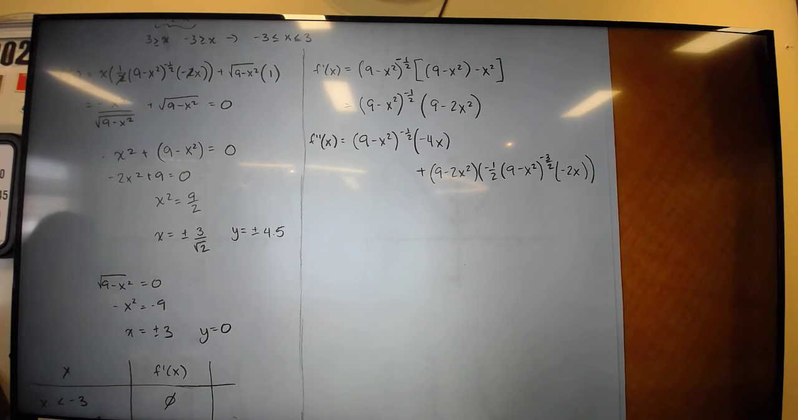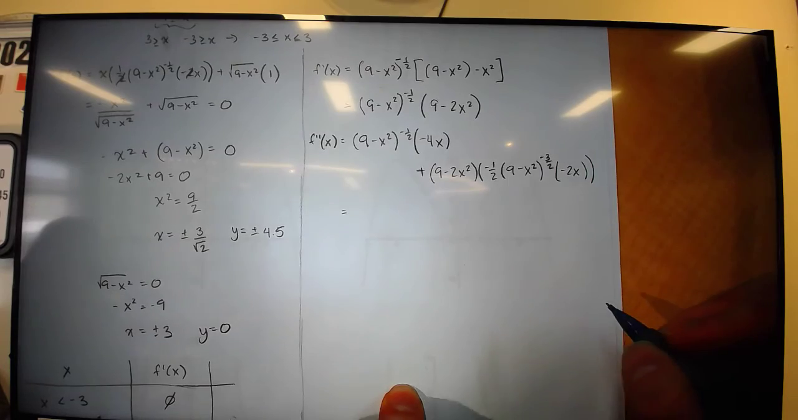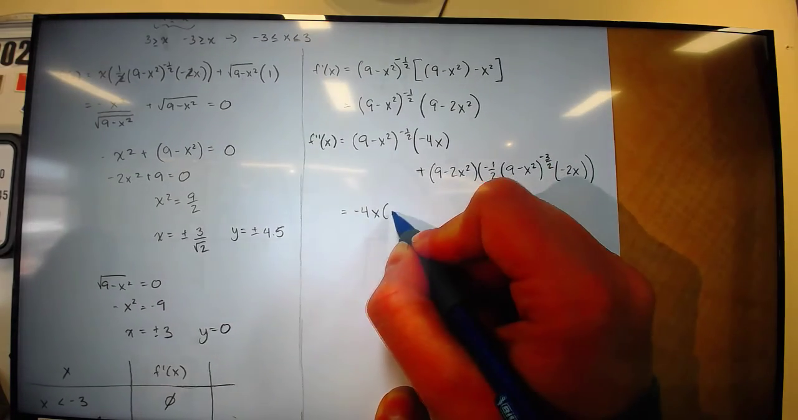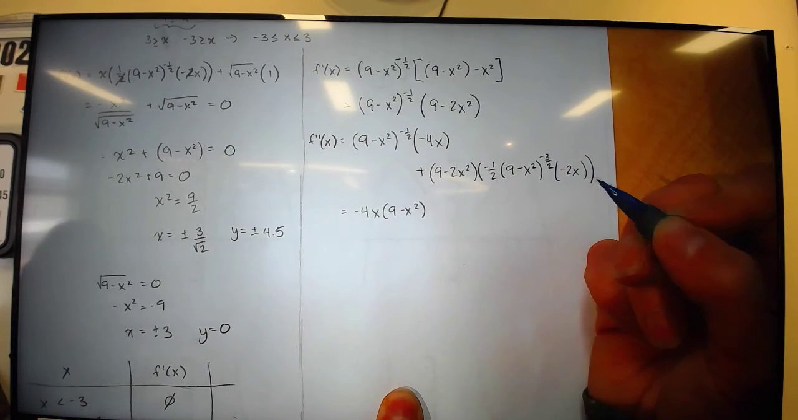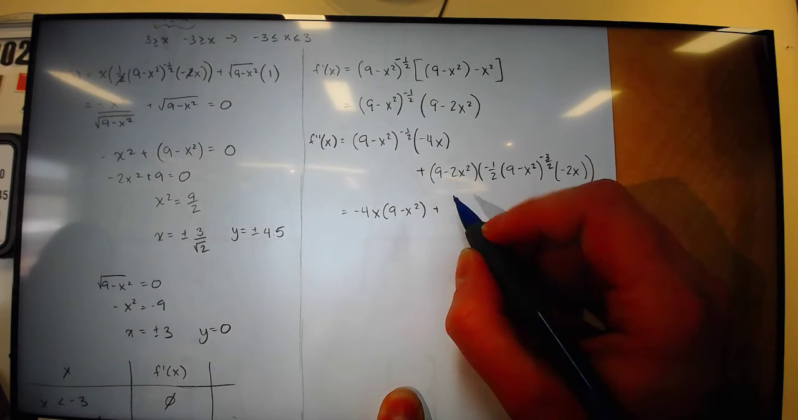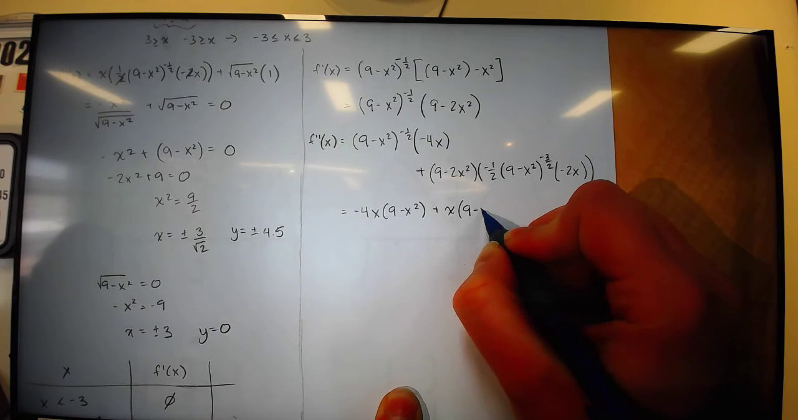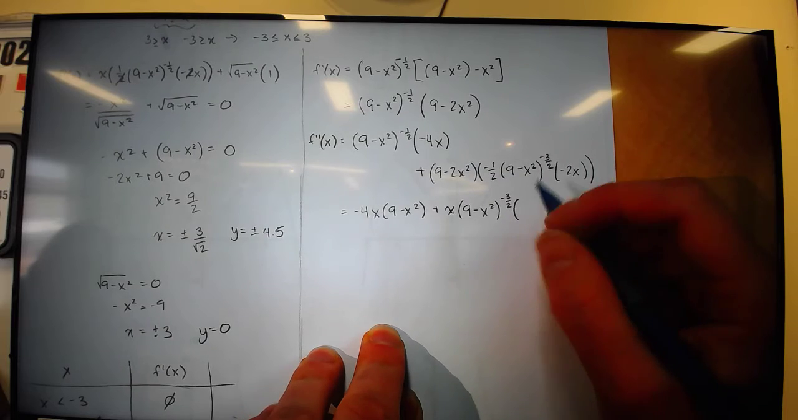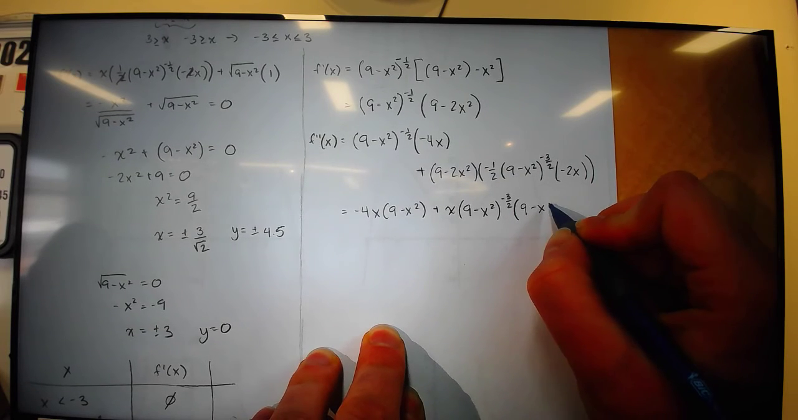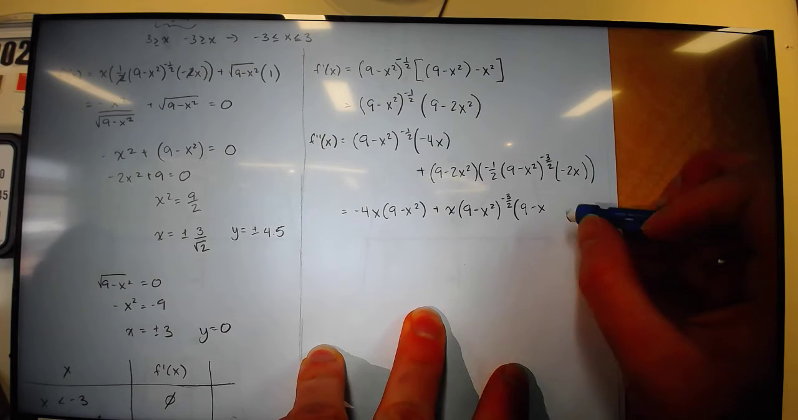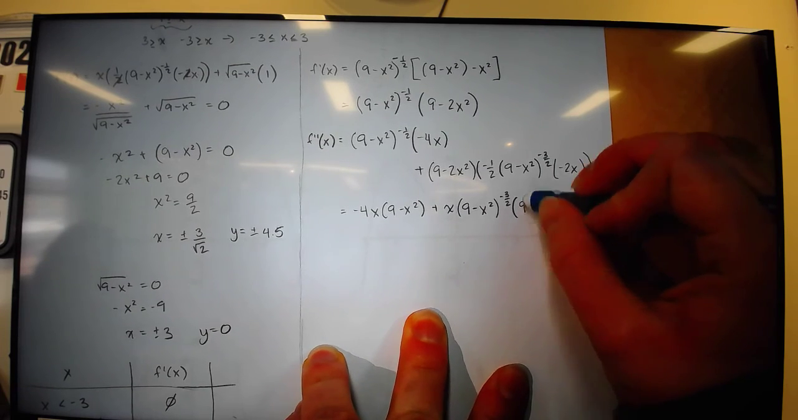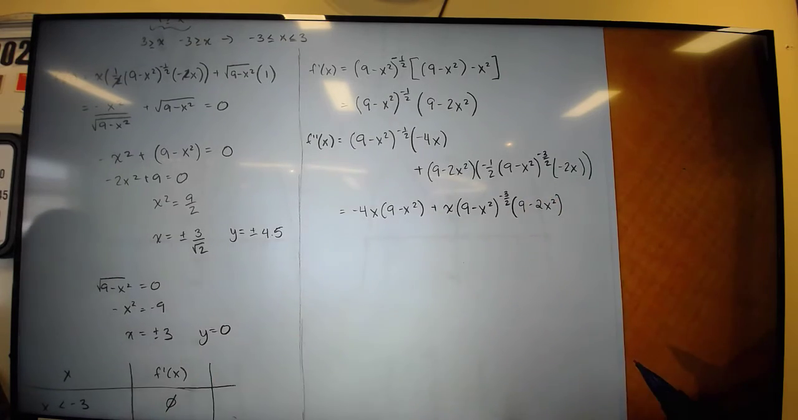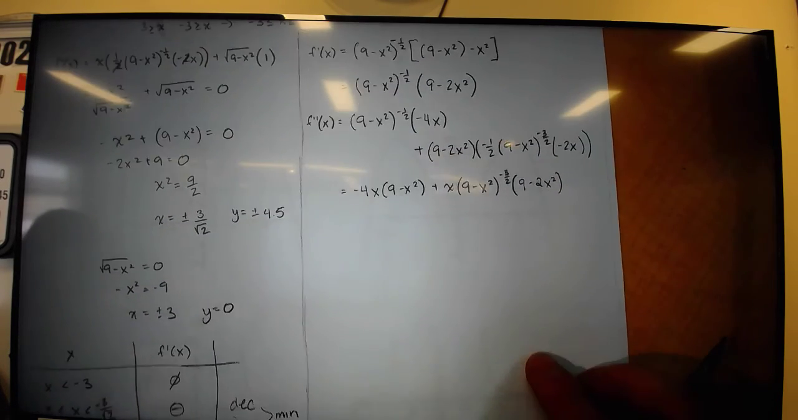Okay, so when we simplify, we collect all of that, we're going to get negative 4x times 9 minus x squared plus x times 9 minus x squared to the negative 3/2 times 9 minus, or sorry, 9 minus 2x squared. So it's this part. Okay, so there is our second derivative.